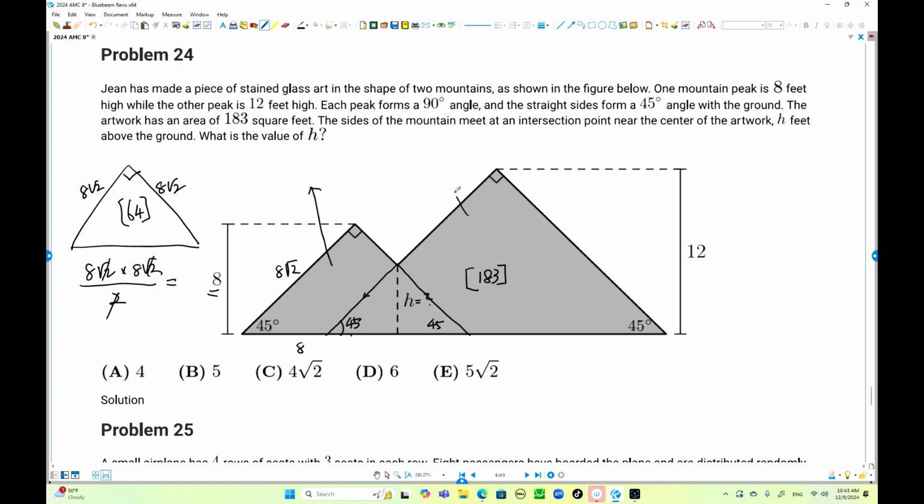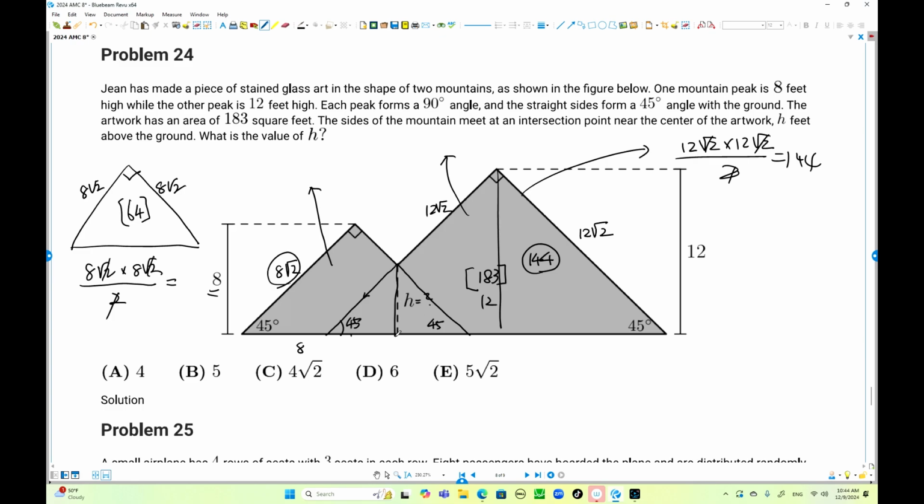What about the other side triangle? This is 12, height is 12. This is 12 square root 2, right? Also, this is 12 square root 2. So this area is how much? 12 square root 2 times 12 square root 2 divided by 2. That is 144. Right? This area is 144 here.